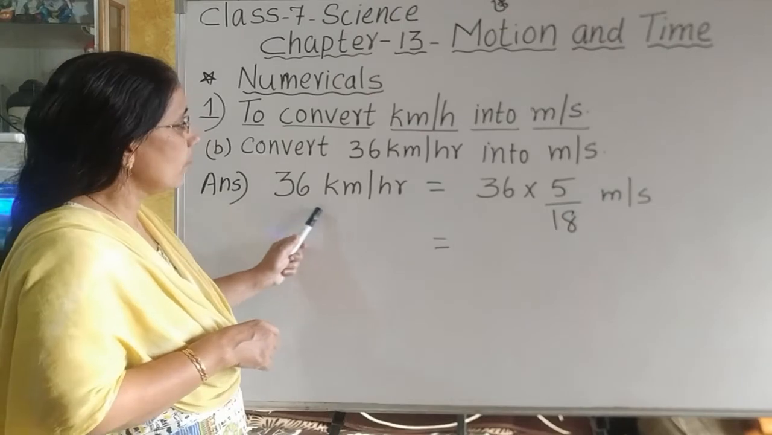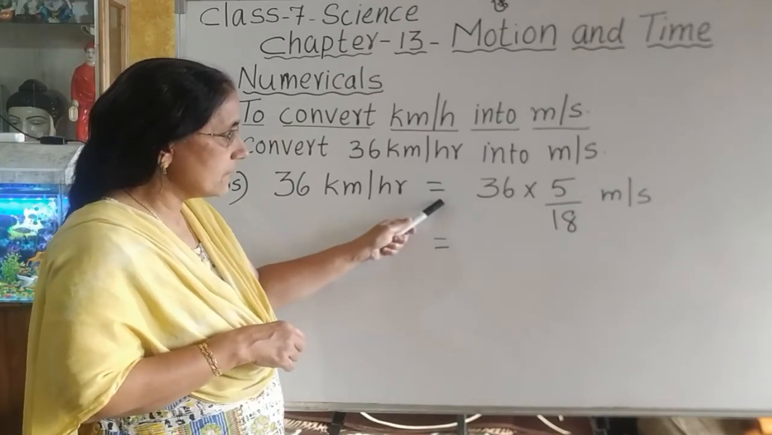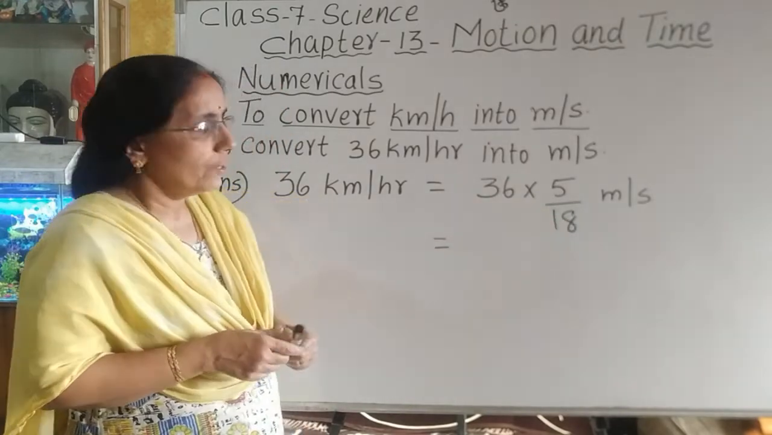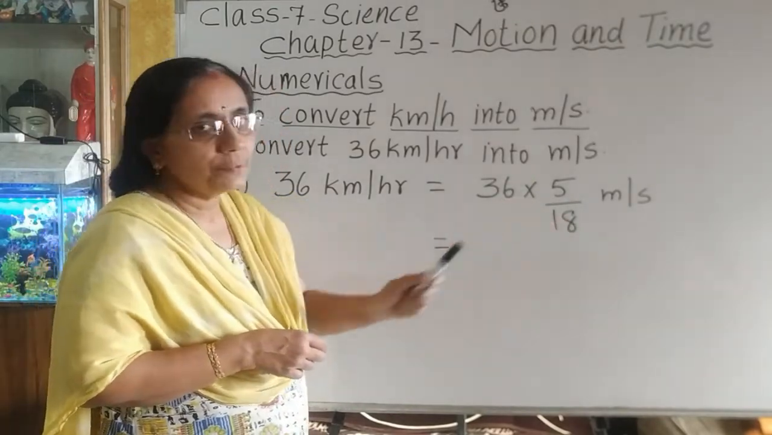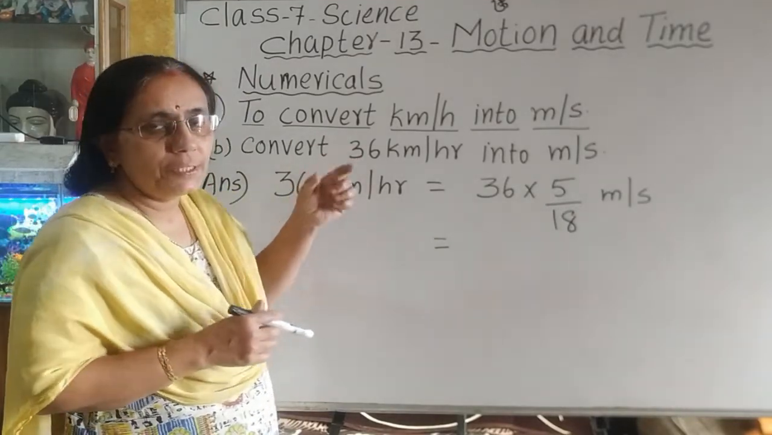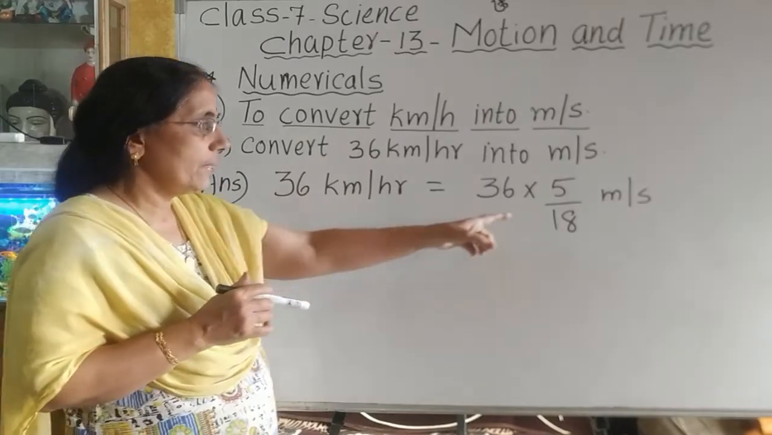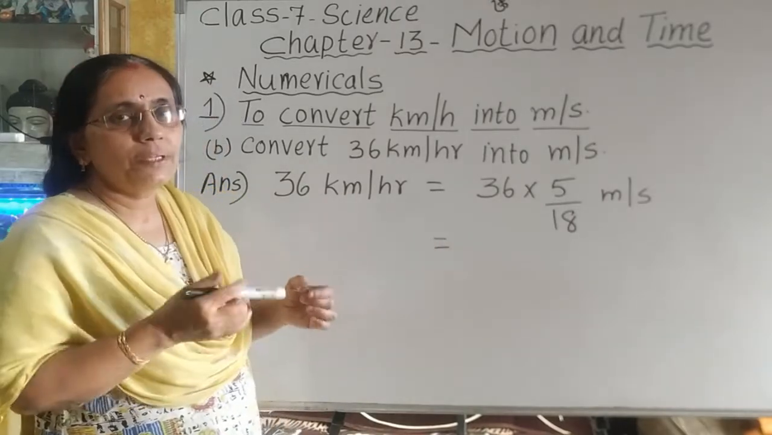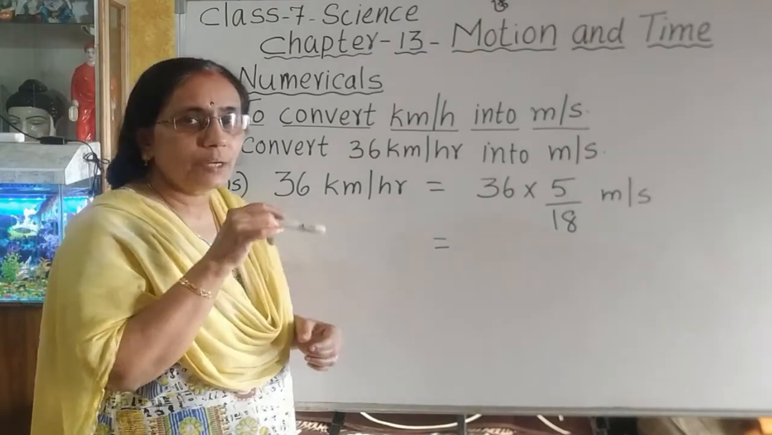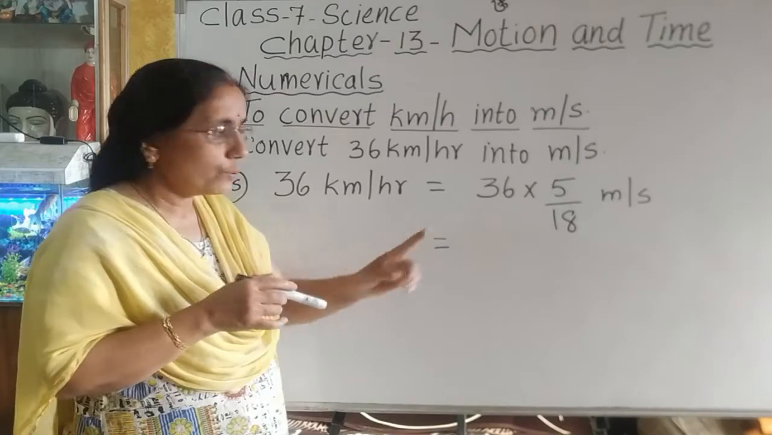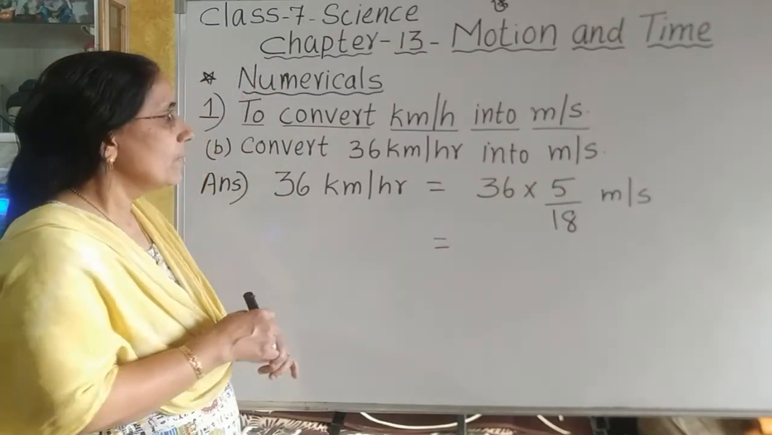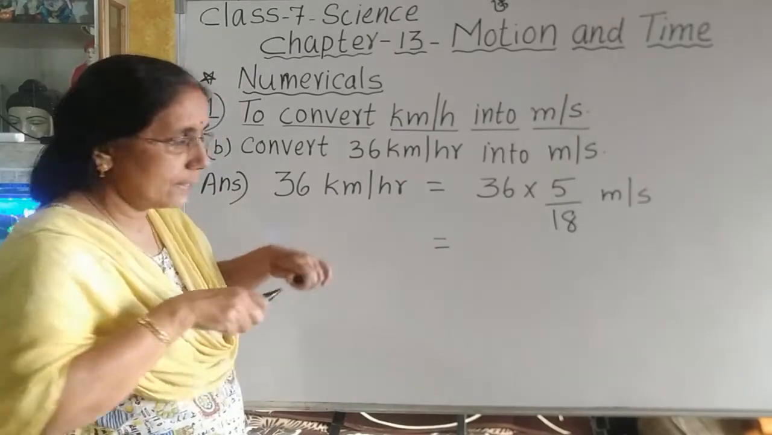That means 36 km per hour we can write as 36 into 5 by 18 meter per second. Do you know how we got this 5 by 18? In the previous class we have learned that when we multiply the speed in kilometer per hour with 5 by 18, we get the speed in meter per second. In the previous example, I multiplied with 1000 by 3600. Then also the final result is 5 by 18. So here I have taken it directly so that we can get the answer easily.